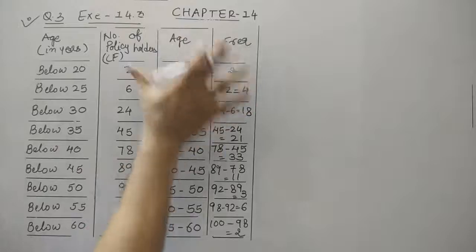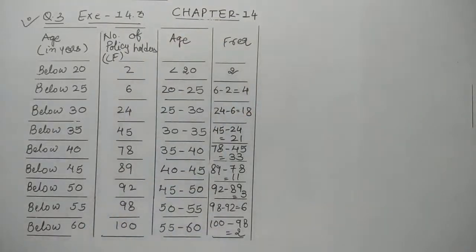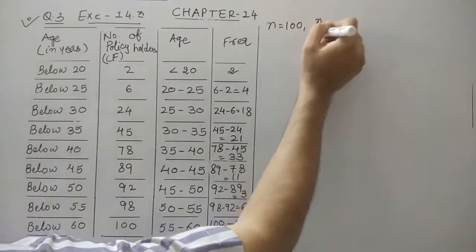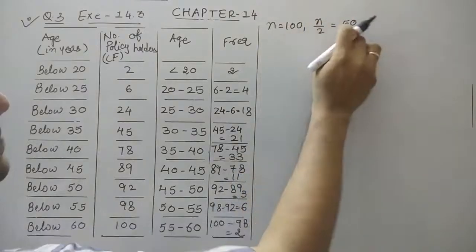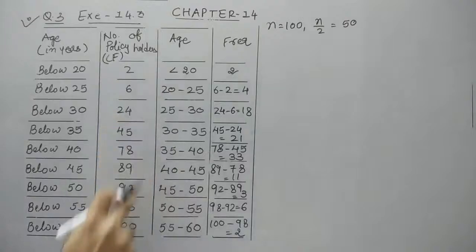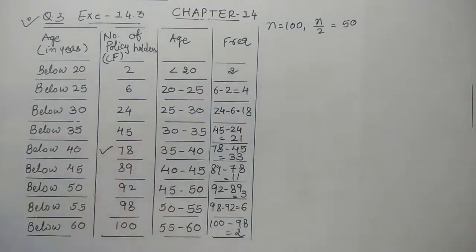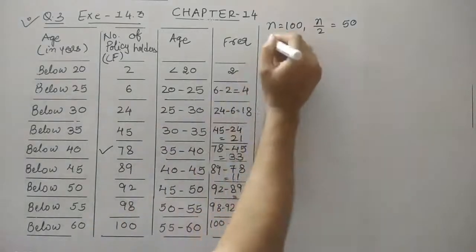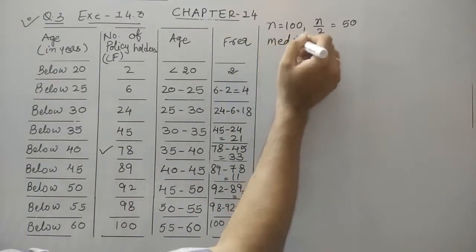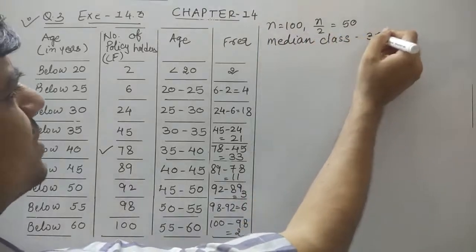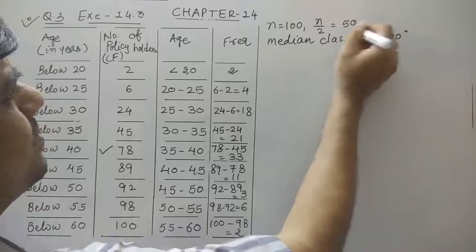Now as we obtain these 3 columns which were required, now we'll go for the median. सबसे पहले n which is 100. So n upon 2, that is 50. This 50 value should be checked here in the CF. CF में चेक करना है, 50 नहीं है, उससे ज्यादा वाला. So the median class is 35 to 40.